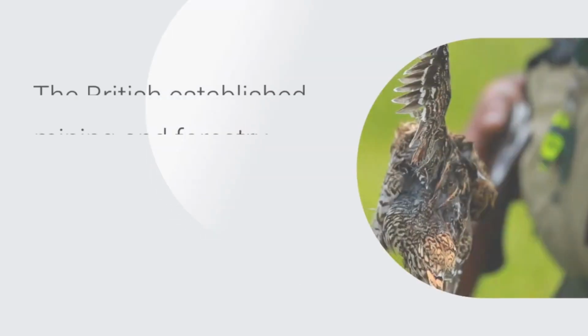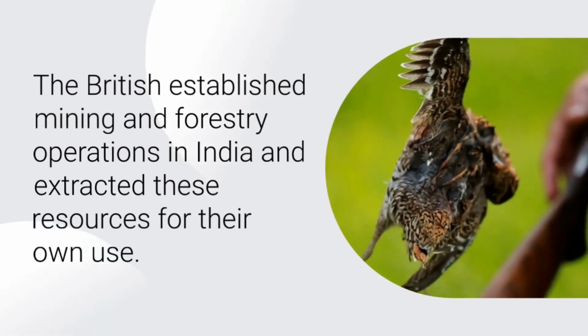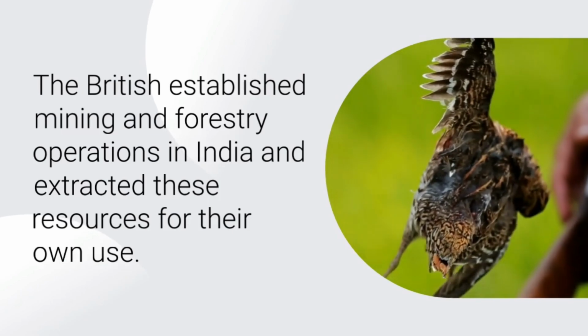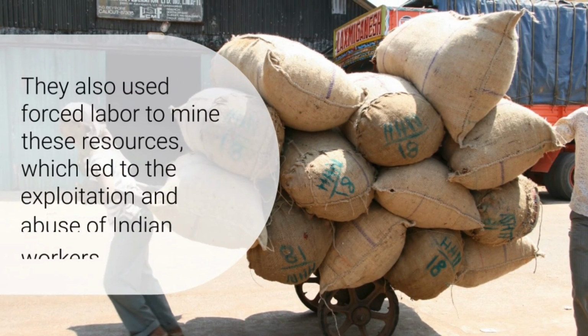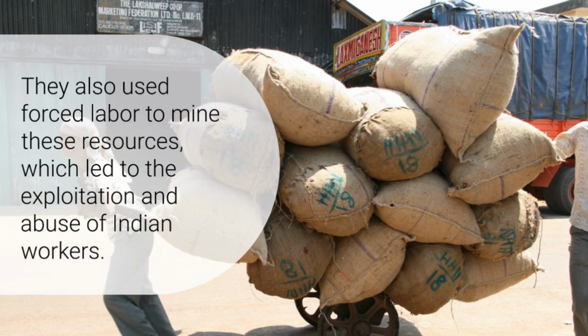Another way the British looted India's wealth was by exploiting its natural resources, such as minerals, coal, and timber. The British established mining and forestry operations in India and extracted these resources for their own use. They also used forced labor to mine these resources, which led to the exploitation and abuse of Indian workers.